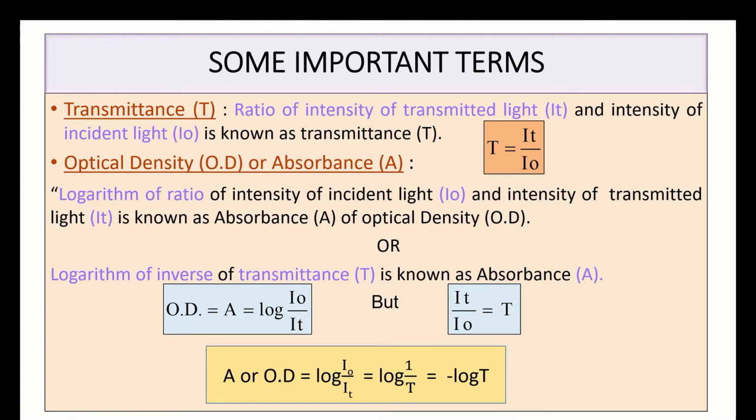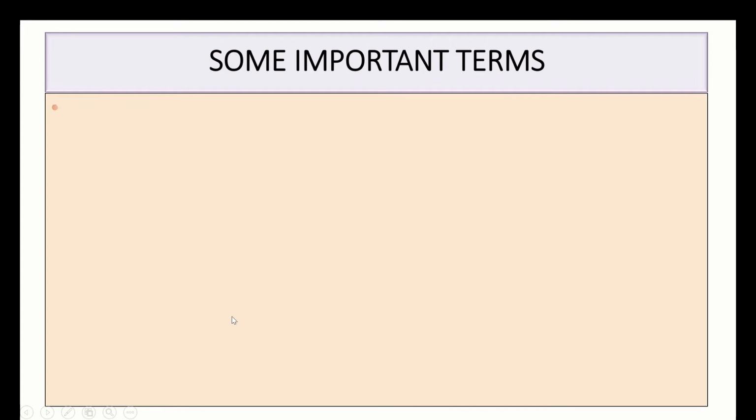That we can write in terms of transmittance as log of I0 by IT is equal to log 1 upon T, because transmittance is IT by I0, or we can also write log 1 upon T as minus log of T. So absorbance can be written as minus log T also, or we can write absorbance is equal to log I0 by IT. Okay.